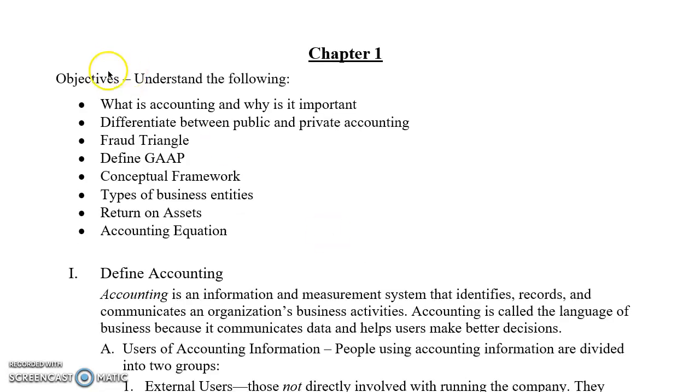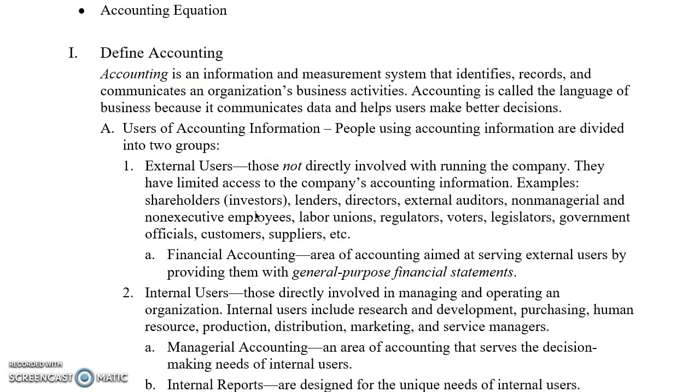So I'm not going to go over the objectives, but I am going to look at the definition of accounting. Accounting is an information and management system. That means there's a certain way we do things, a certain way we measure, certain ways we gather information and report that information. So it's a whole system set up, designed to gather, collect, report information and to measure things. And exactly what it is doing is identifying, recording, and communicating an organization's business activities.